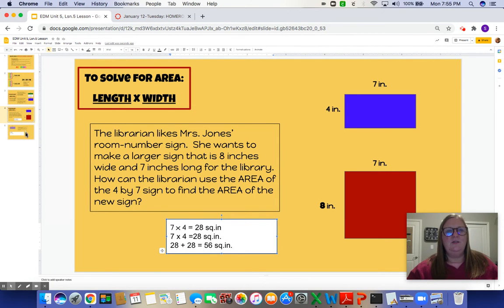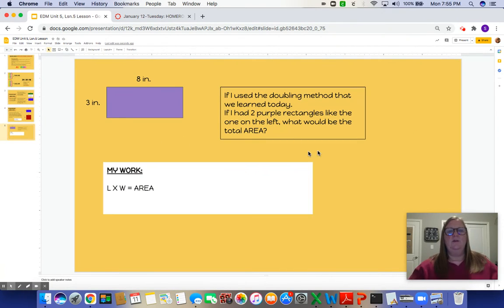Today you're going to do some more practice just like that. I'm going to give you some rectangles. You will find the area of the rectangle, and then I will ask what would happen if the width doubled, and so you had to find the area of 2 rectangles that same size. So it says in the box, if I use the doubling method that we learned today, if I had 2 purple rectangles like the one on the left, what would be the total area?